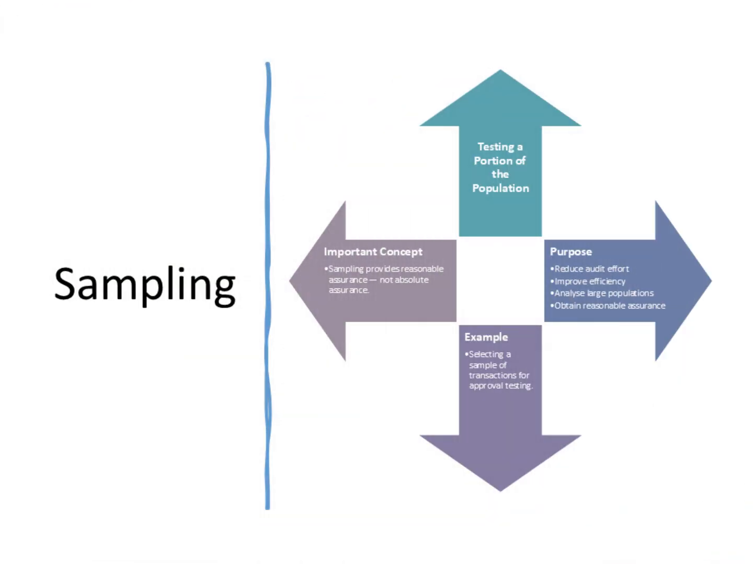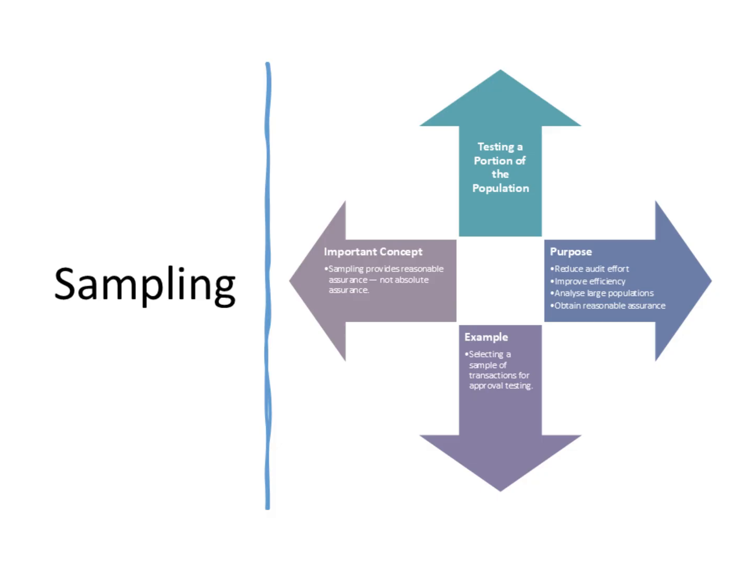Sampling is an audit technique where the auditor tests a portion of a population rather than examining every single item. The purpose of sampling is to reduce audit effort, improve efficiency, analyze large populations, and obtain reasonable assurance within practical time and cost limits. In most audits, testing 100% of transactions is not practical, especially in high-volume environments. Instead, auditors select representative samples to evaluate whether controls are operating effectively.